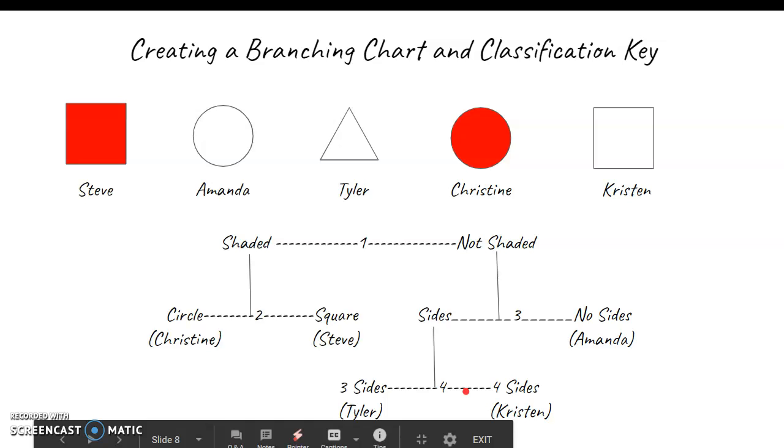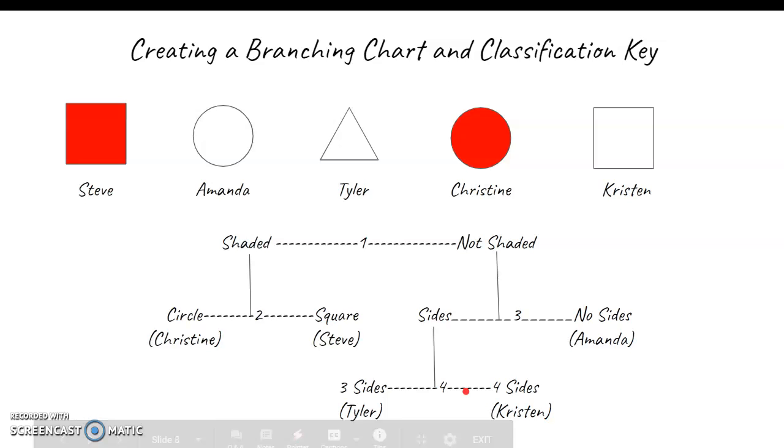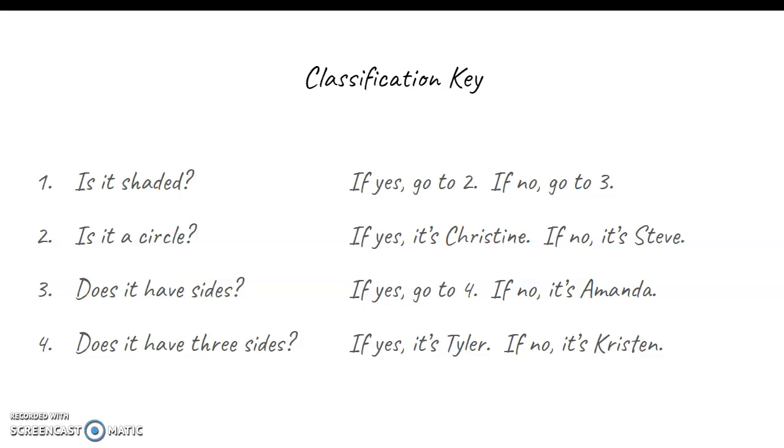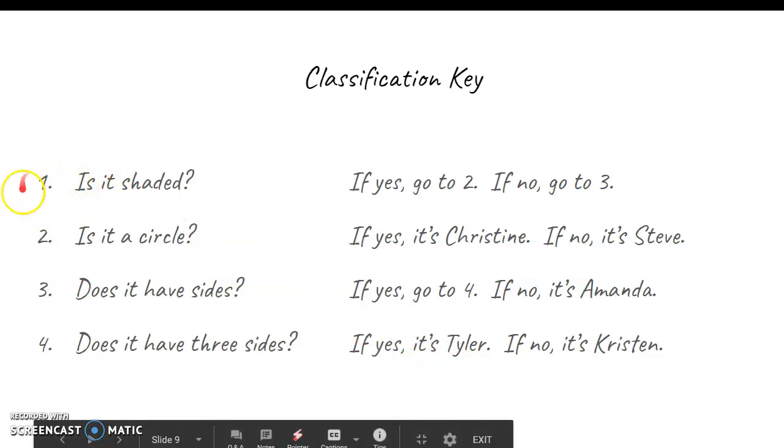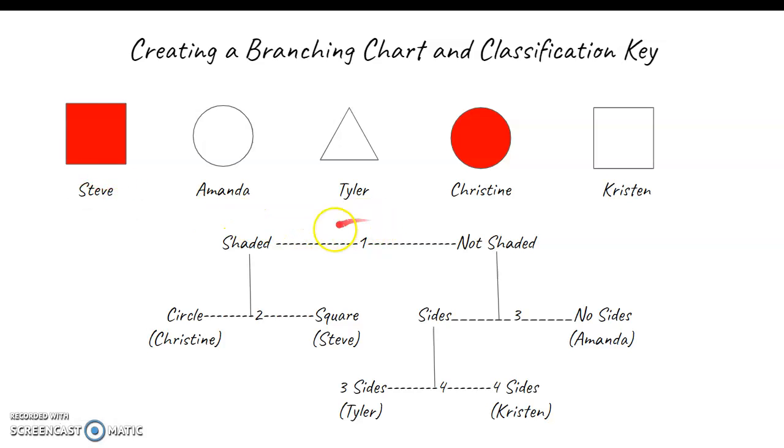Okay? So that is the idea of creating a branching chart, a dichotomous one, by always separating into 2 groups until each individual within the group is by themselves. The idea is to then use the branching chart to create what is called a classification key. Here is the key that I have created from that chart. I start with question number 1. Question number 1 simply corresponds to the 1 on our branching chart.